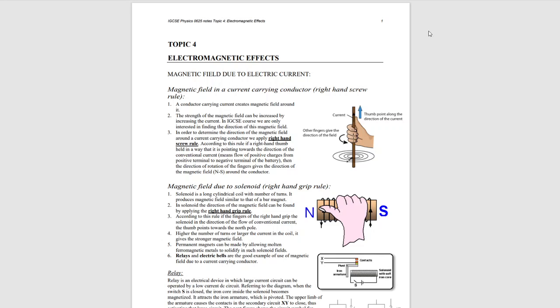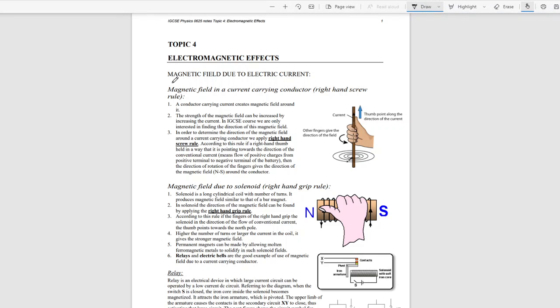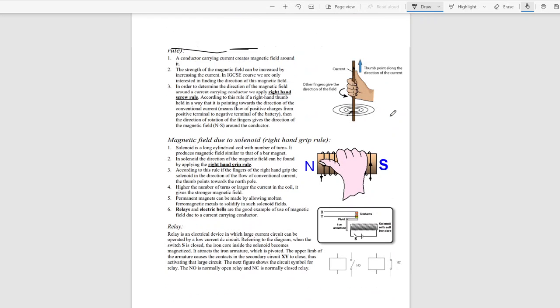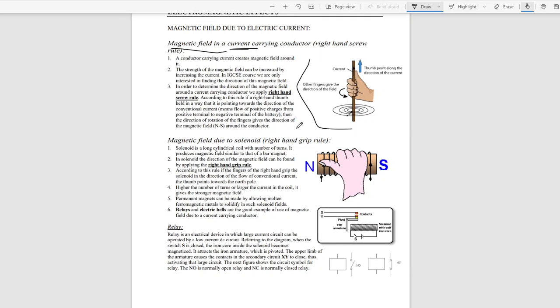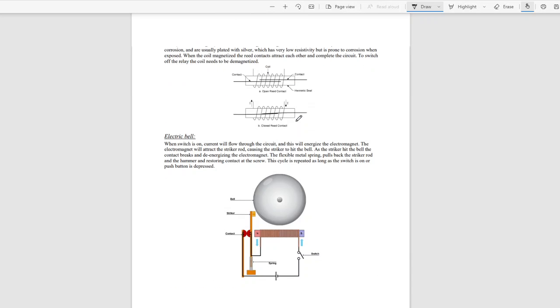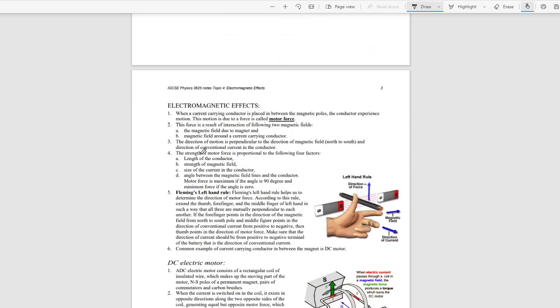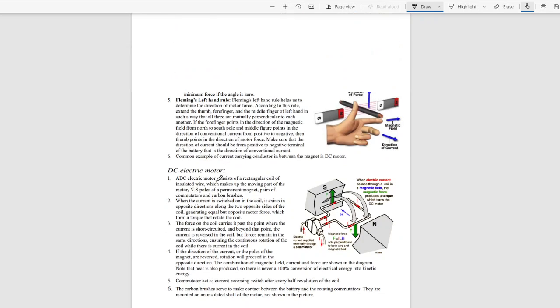Now, this video will only be having a look at just the basics of electromagnetics. So in today's video, we're going to have a look at the magnetic field in a current carrying conductor. We're going to look at all these grip rules, the left hand grip rule, the right hand grip rule. We're also going to have a quick look at what a relay is, an electric bell is, and then we're going to finally end in here.